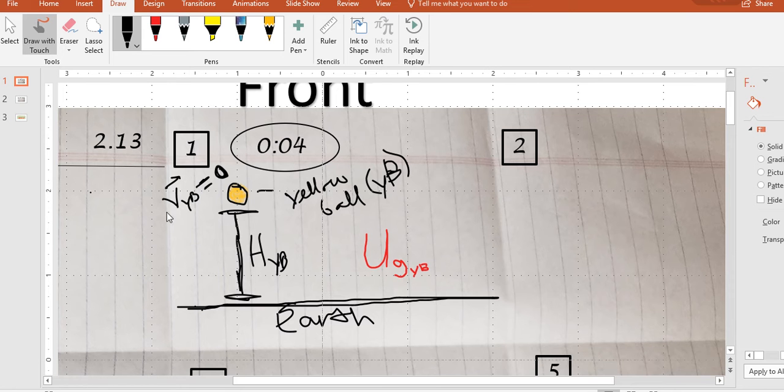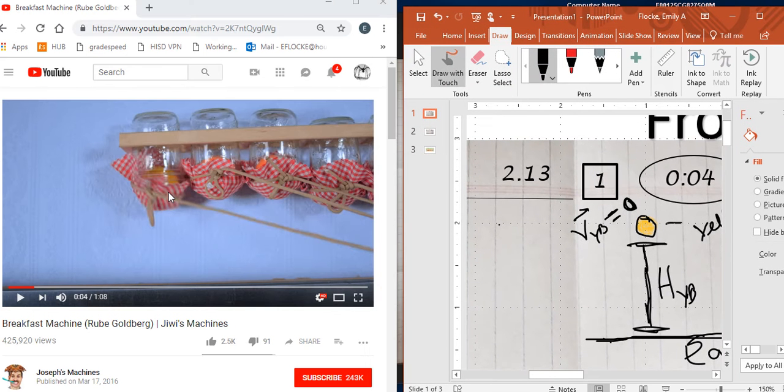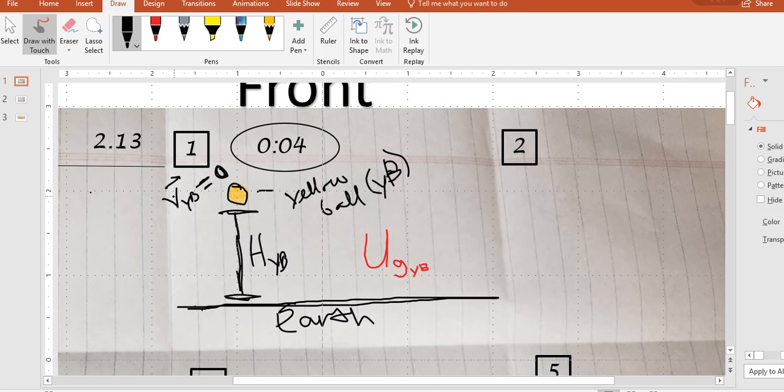I also added this. The yellow ball is technically at rest at the split second that I'm looking at it, so I put the velocity of the yellow ball is 0. Since I have some height above the earth and it's not moving, the only kind of mechanical energy you're going to have is the gravitational potential energy of the yellow ball.